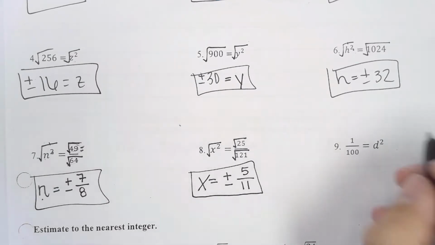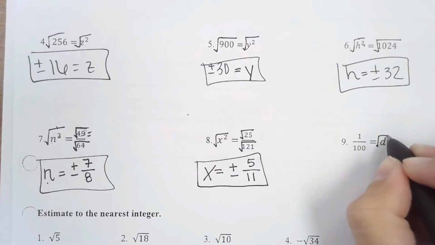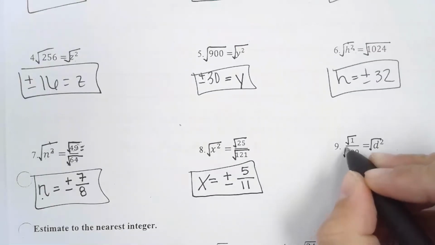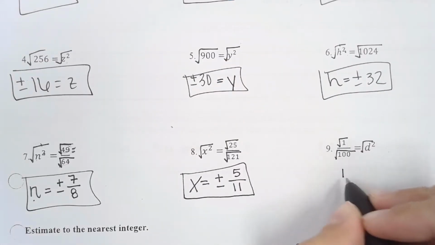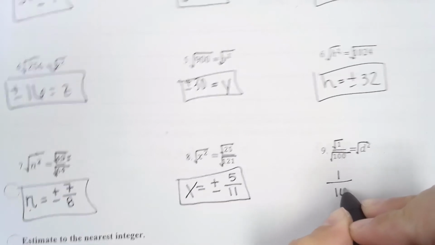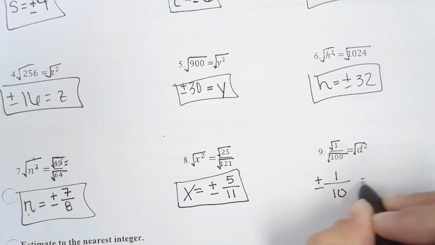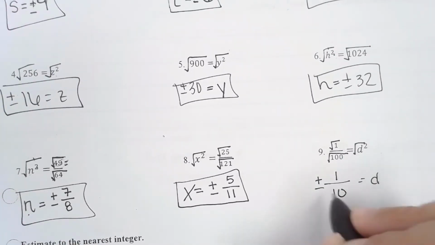Okay, then same thing here for number 9, square root both sides, you get your numerator, you get your denominator. So the square root of 1 is 1, and square root of 100 is 10. So we would get plus or minus 1/10.